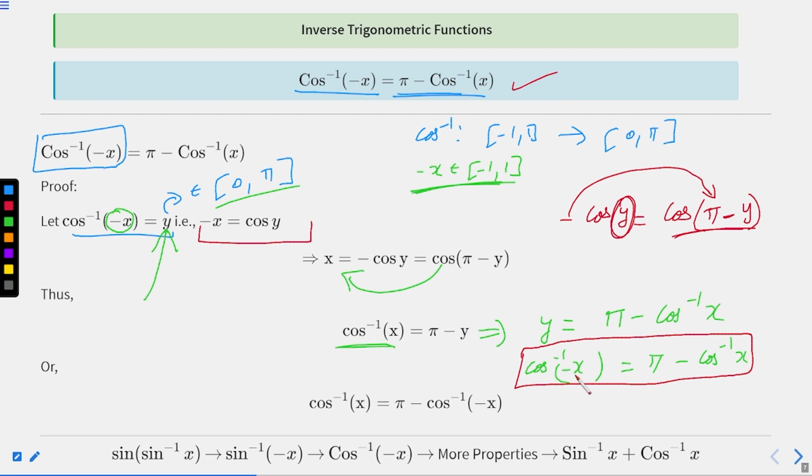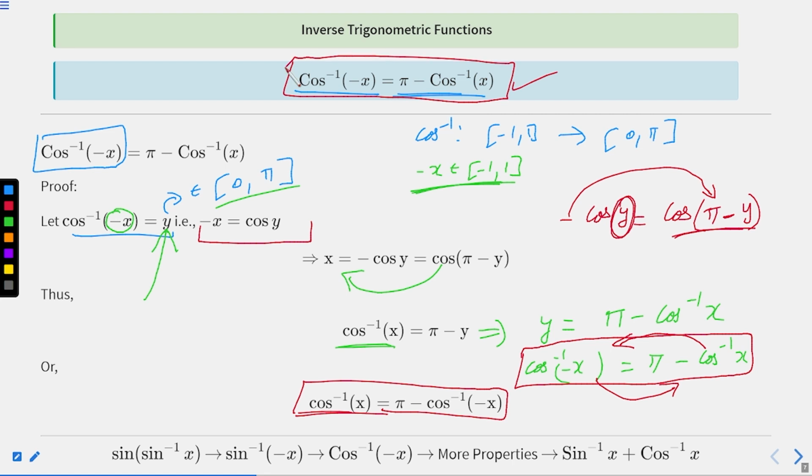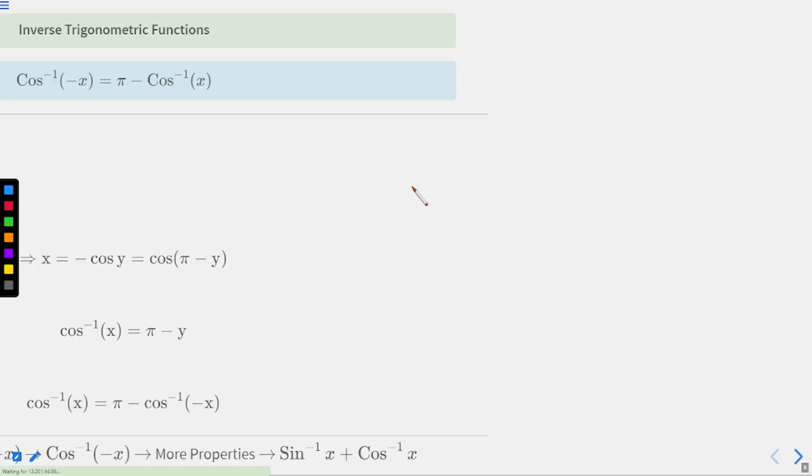Or the other way to write it, taking this to the left hand side and this to the right hand side, you will get this equation. So cos inverse x is equal to pi minus cos inverse of minus x. So you write this or you write this, both are the same thing. I hope that now it is clear to you. So let's move to next.